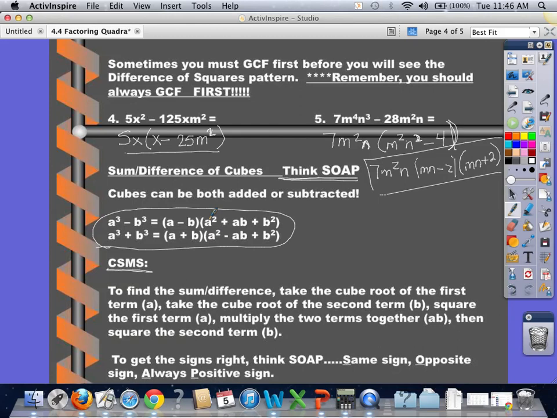After you take the square, I forgot to show you that. Let's go back. Take the cube root of a cubed, that's a. Cube root of b, that's b. Then you take square of the first term, which is a squared. Multiply the first two together, a and b, that gives you the ab part. And then take the square of b. It's easier to just show you the example as we do it, and then talk about the signs, okay? Signs are same sign, opposite sign, always positive. And this will make sense when we do a couple problems.